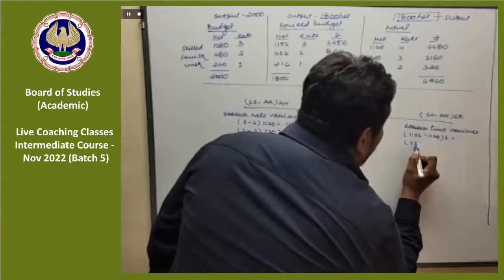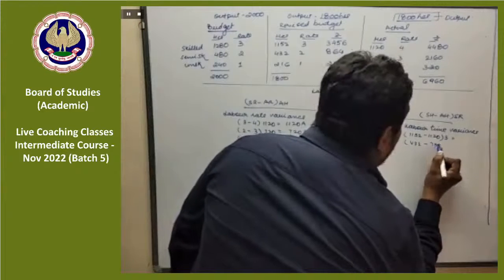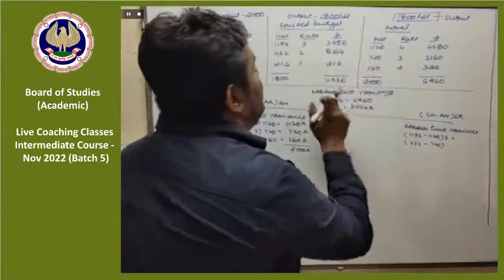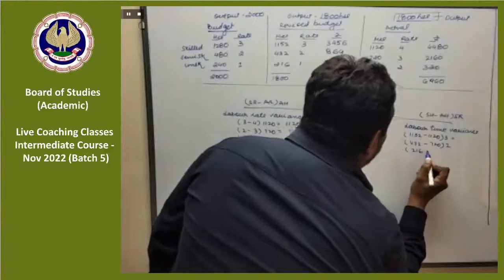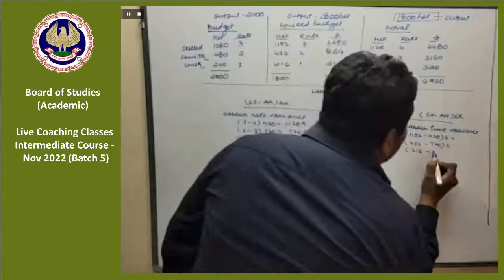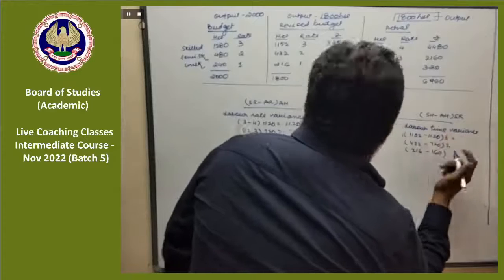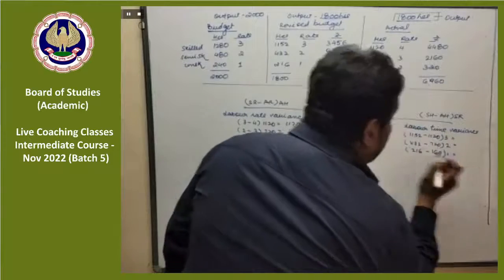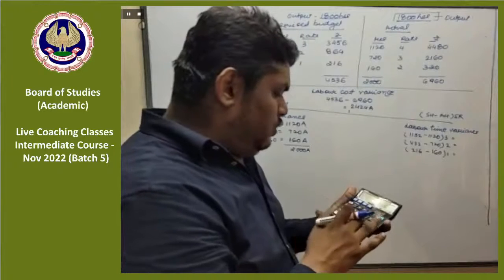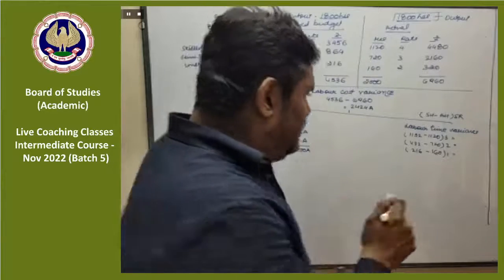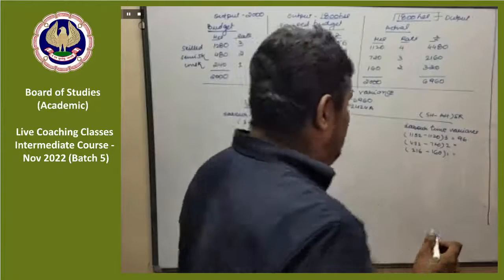Similarly, 432 minus 720, 432 minus 720 into 2. Further, 216 minus 160 into 1. So 1152 minus 1120 into 3. So this will be 96 favorable.